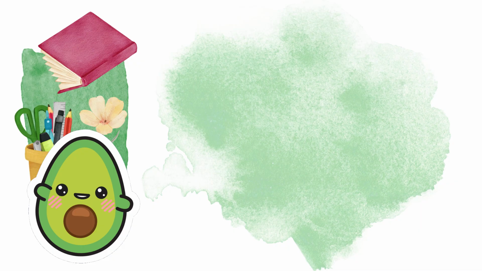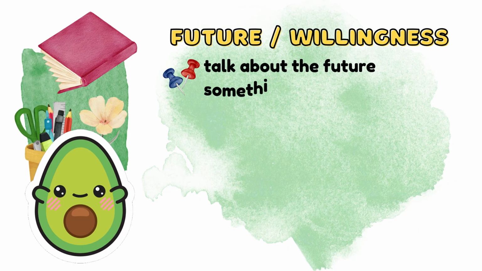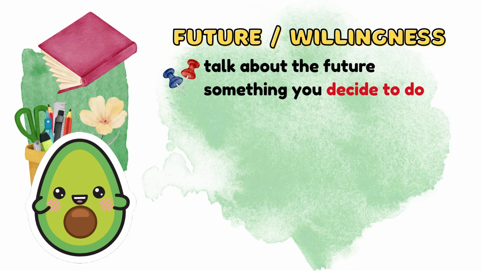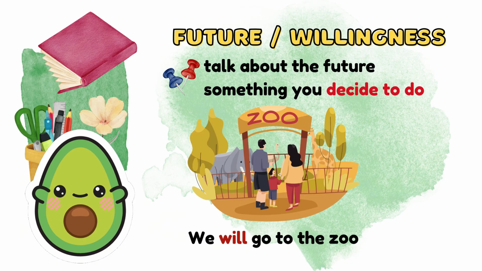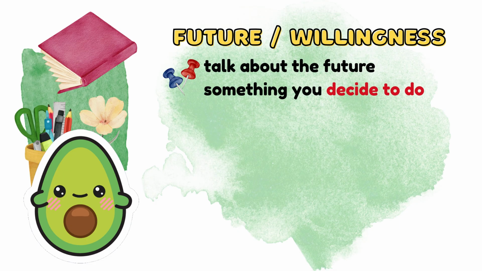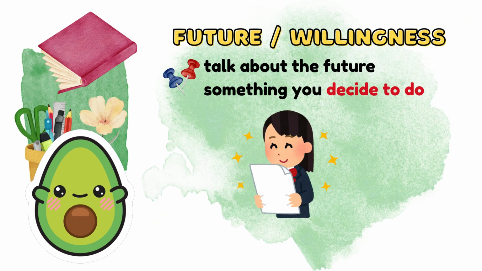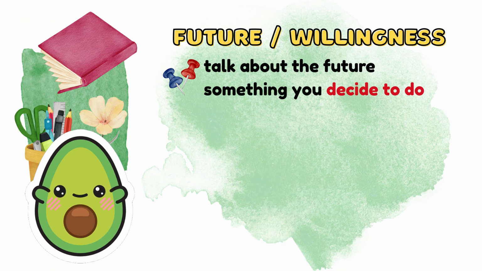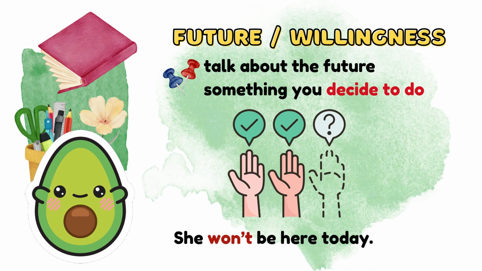Modal verbs are also very helpful to talk about the future or something you decide to do. If I say, I will call you tomorrow, or we will go to the zoo, I'm talking about something that will happen later. Sometimes we use shall. For example, you shall see the results soon. And if I want to say something negative, she won't be here today.